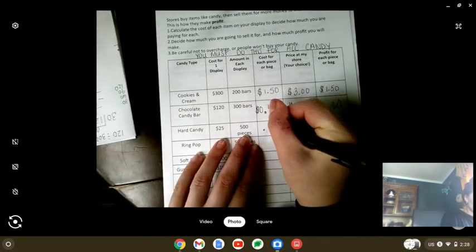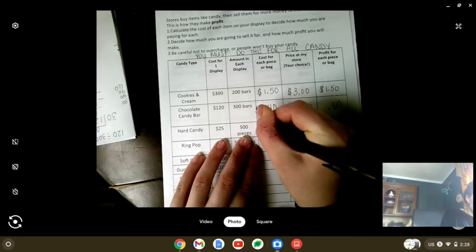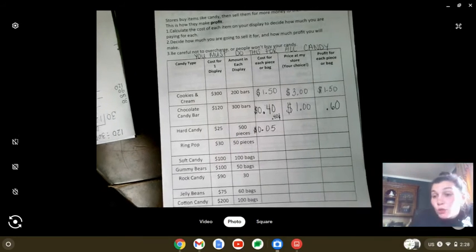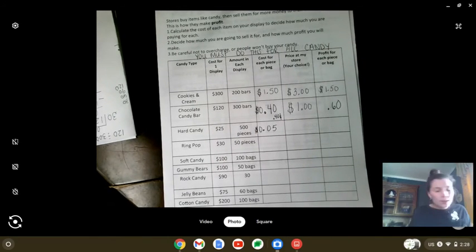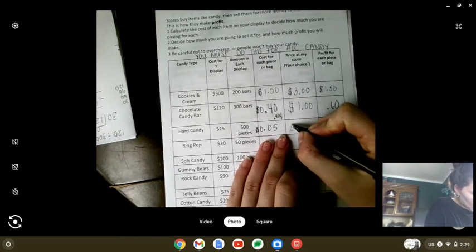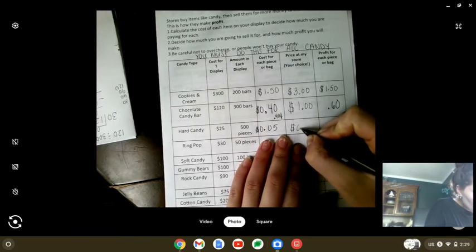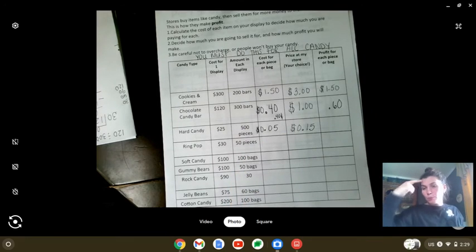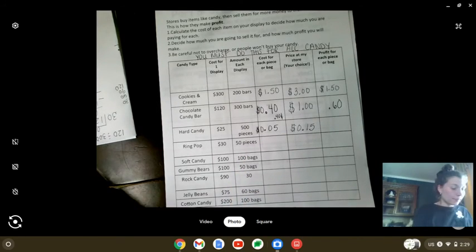So it cost us 5 cents for one piece of hard candy. Maybe it's a Jolly Rancher. So you know what? I'm going to charge 15 cents. 15 cents for one Jolly Rancher. Think about what would you pay for one little hard candy?